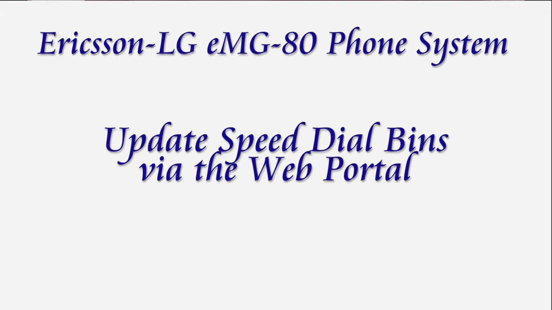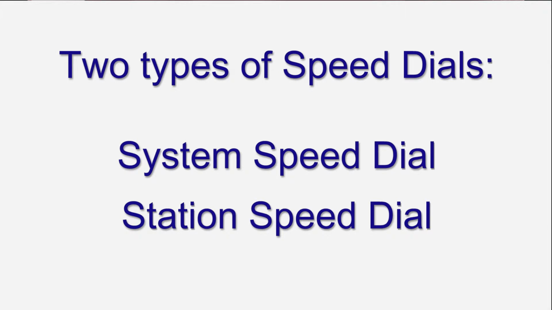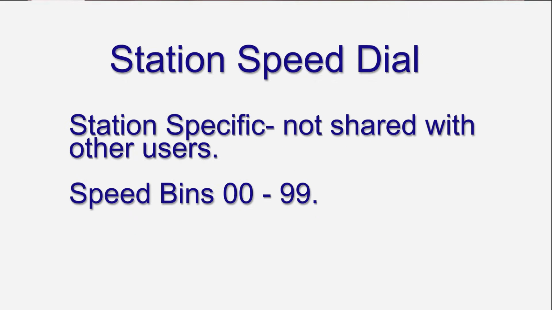Frequently dialed numbers can be stored in the speed bins for quick access. There are two different kinds of speed dial numbers: station speed numbers and system speed numbers. Each extension has its own set of 100 speed dial numbers which are not shared with other users, and these are simply called station speed dial numbers, and they're located in bins 00 through 99. You can change these numbers on your own phone without affecting your coworker's speed dial numbers.